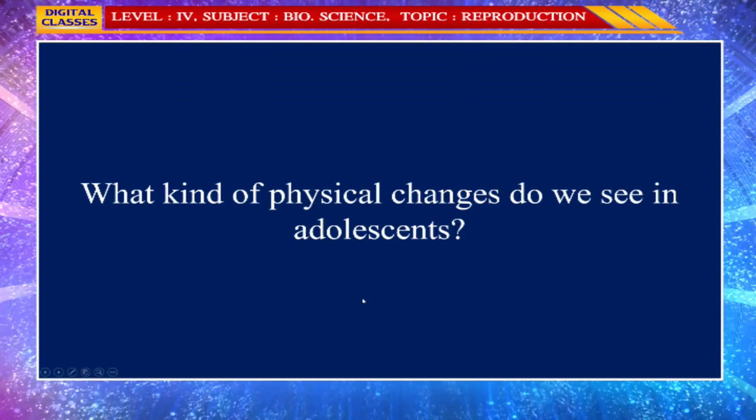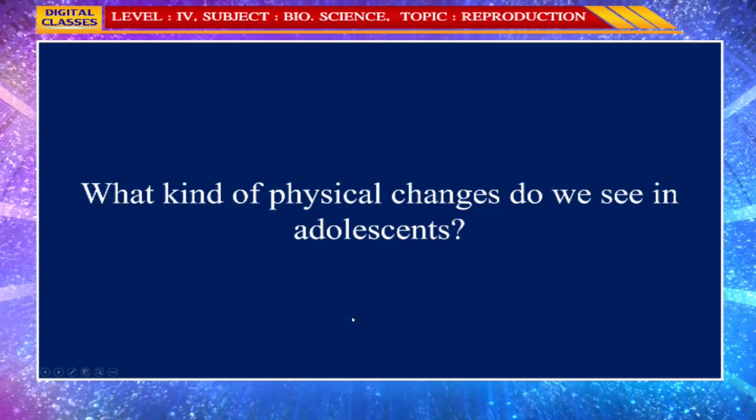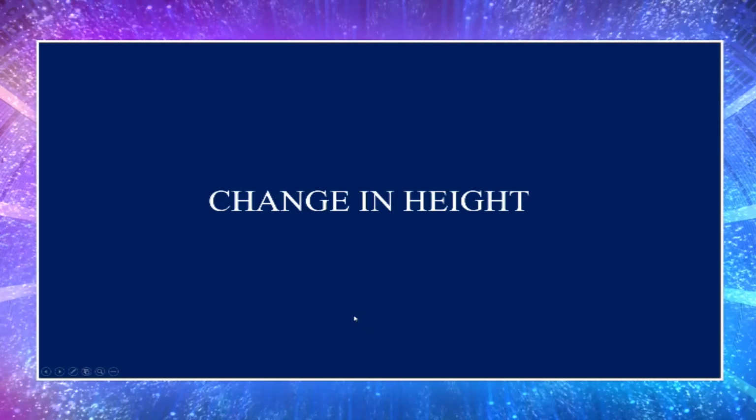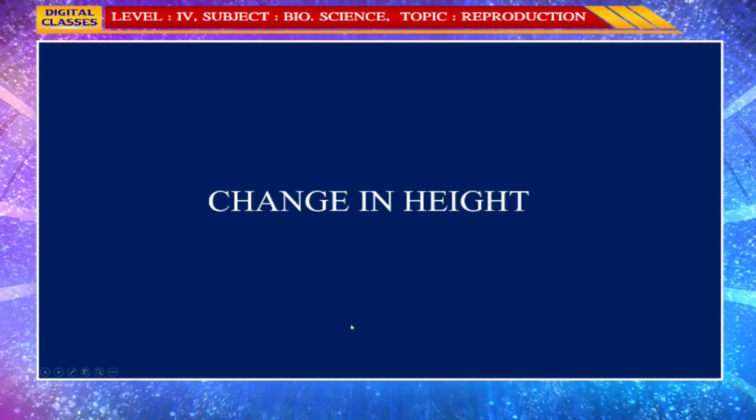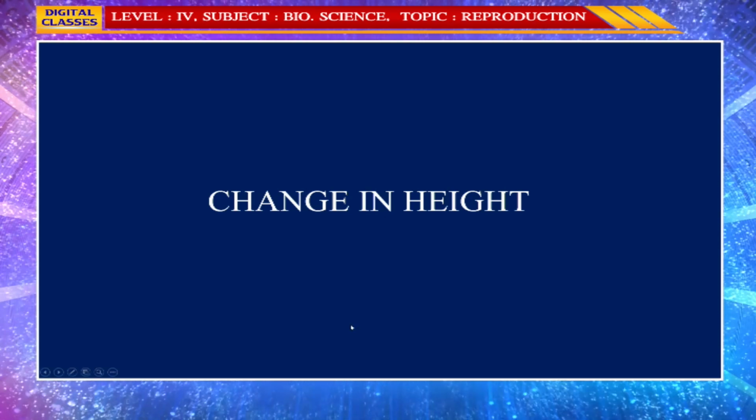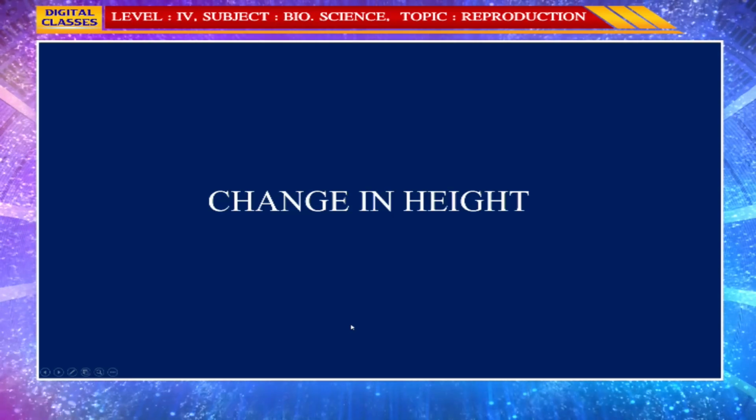What kind of physical changes do we see in adolescence? We can see many changes during adolescence. One of them is change in height. It is caused by the growth in long bones of the arms and legs.